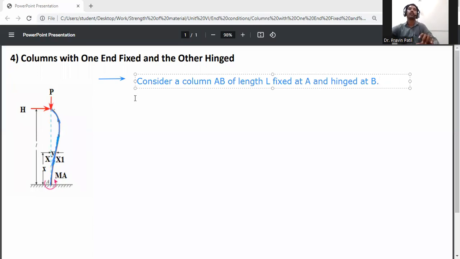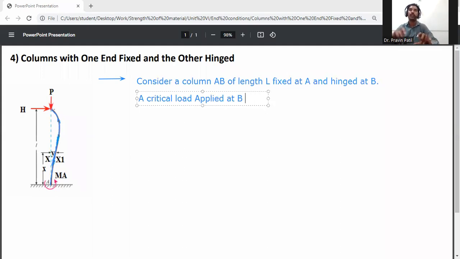The critical load is applied at B. Due to the critical load, column 1 will buckle, as shown in the figure.